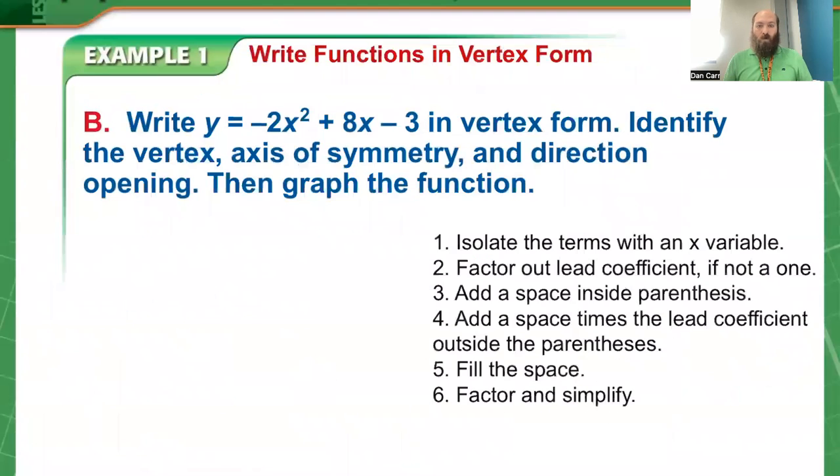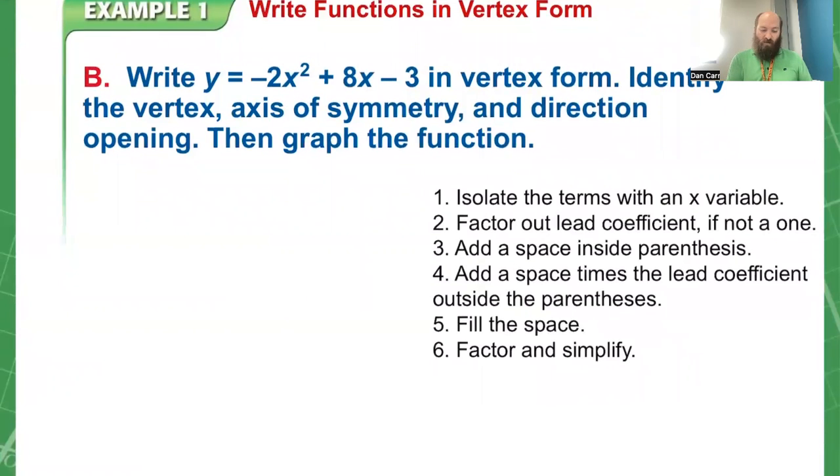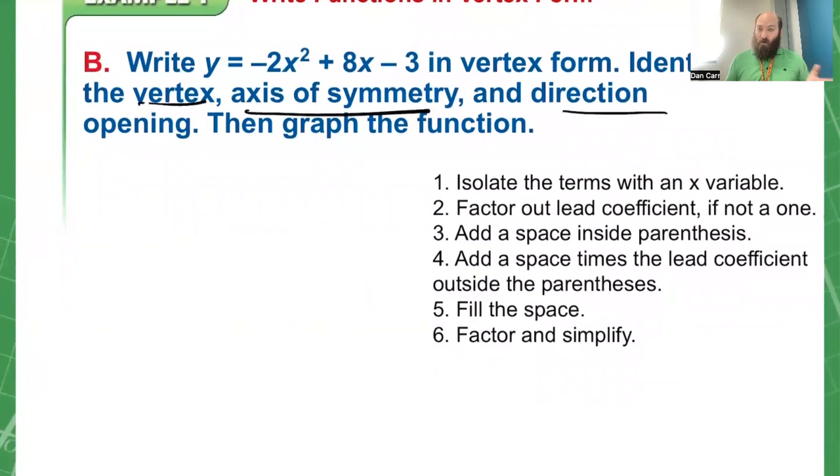Okay, so another one. We've got y equals negative 2x squared plus 8x minus 3, and we want it in vertex form. We'll do the same thing: identify the vertex, axis of symmetry, and the direction of opening. So first thing we want to do is isolate the terms with an x variable. So I've got y equals negative 2x squared plus 8x, and then I'll keep that a little bit separated, but plus something, or sorry, minus 3 plus something.